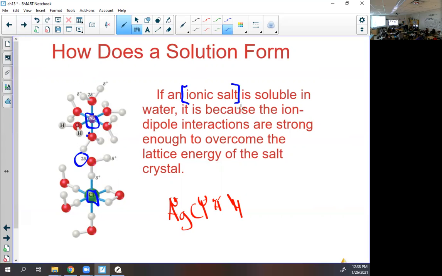Okay, now some things are not soluble. We have learned that actually in chapter 4. Do you remember that? The solubility stuff. Silver chloride is not soluble in water, and that's because the lattice energy between these two is stronger.